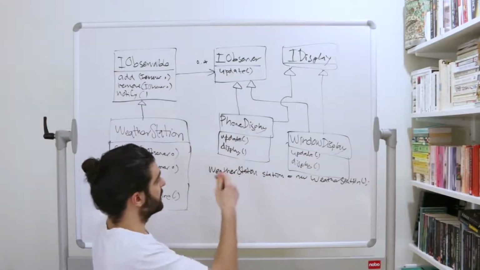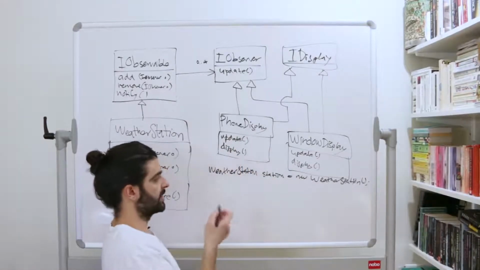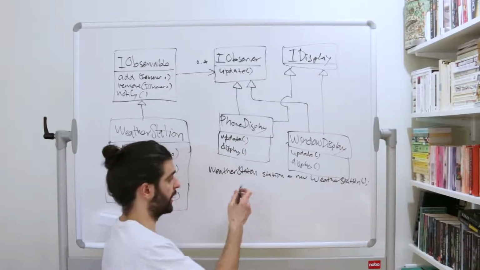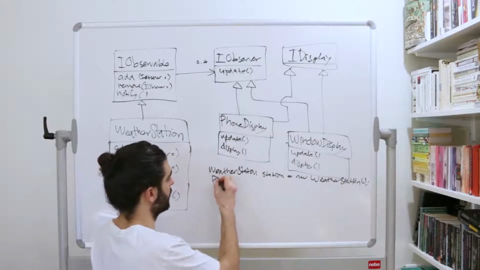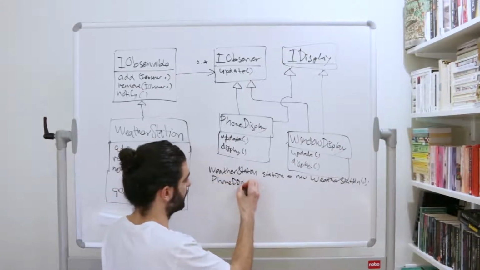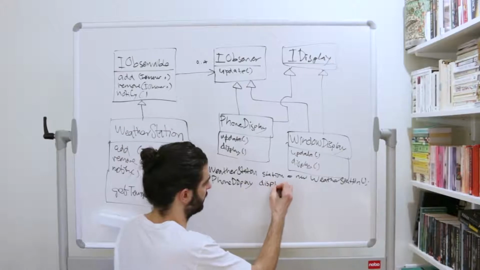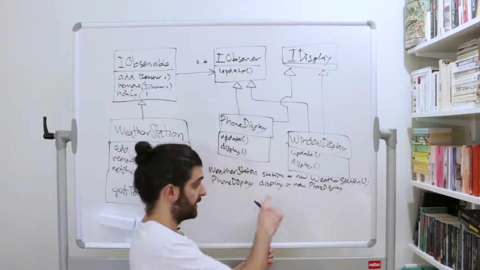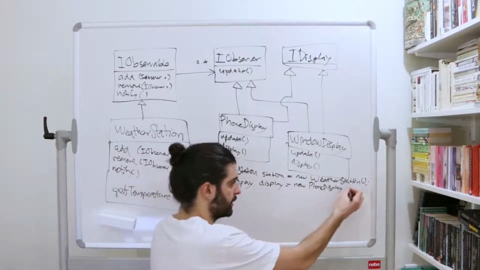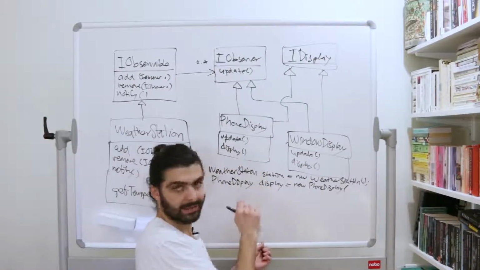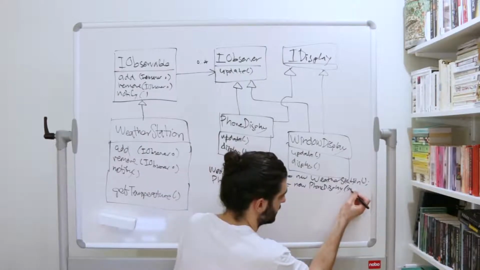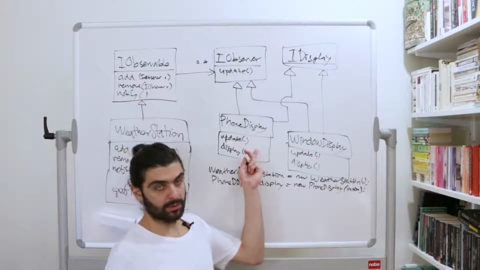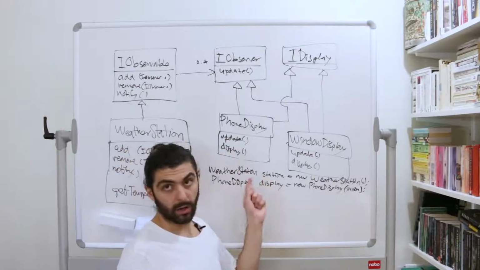Then we instantiate a display. So let's instantiate a phone display. I'll only do one display, but I think you can generalize and figure out how it works for the other displays. So we instantiate a phone display, let's call it just display, and it's equal to a new PhoneDisplay. And here's the kicker. In the constructor, we pass the station. So we instantiate a phone display, and in the constructor we pass an instance of a weather station.